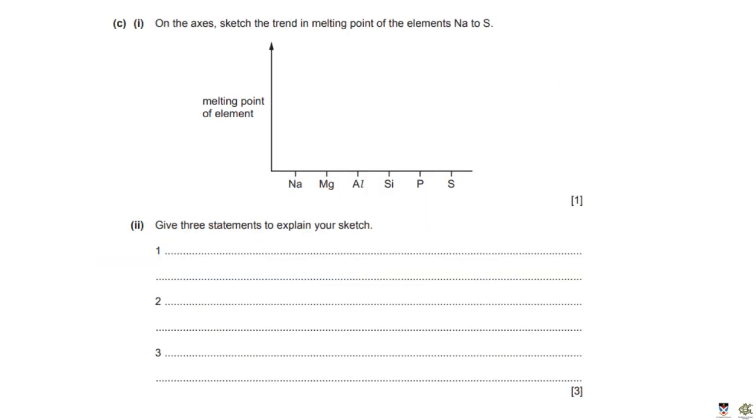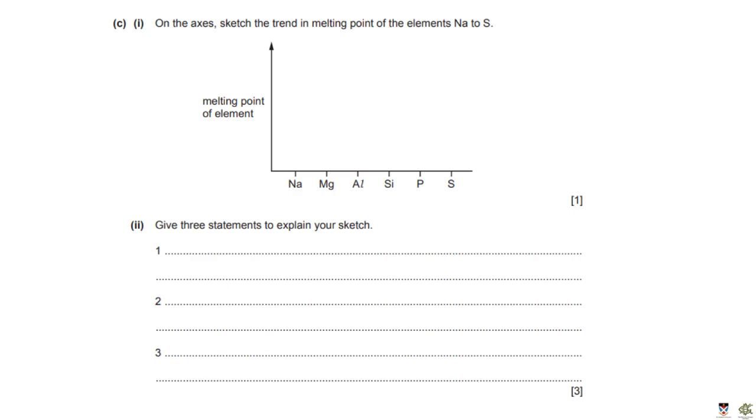On the axis, sketch the trend in melting point of the element sodium to sulfur. So this is a repeat of one of the previous questions, so try to answer this one individually and try to put down some detailed statements to explain your sketch.